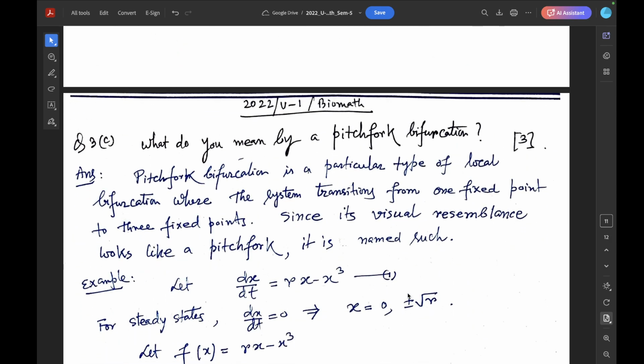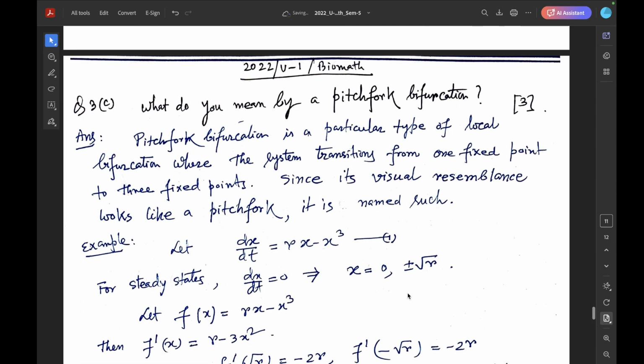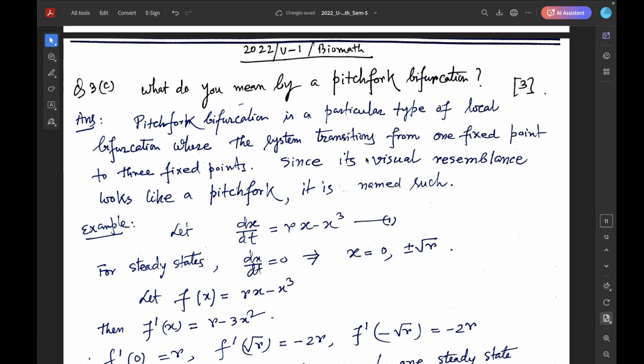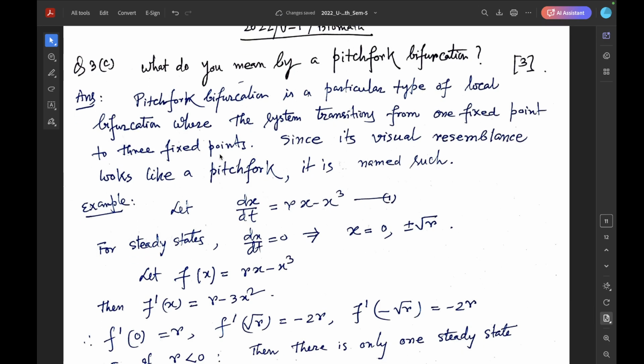Next, part 3C. What do you mean by a pitchfork bifurcation? A pitchfork bifurcation is a particular type of local bifurcation where the system transitions from one fixed point to three fixed points. Since its visual resemblance looks like a pitchfork, it is named such.